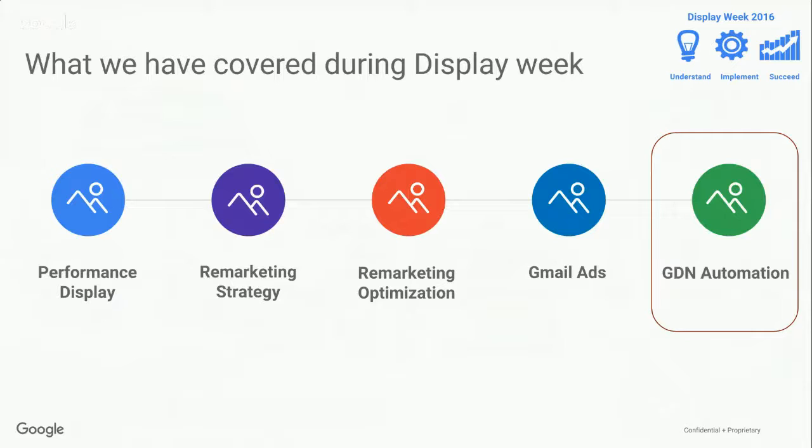Some people might call it programmatic advertising, which basically means showing the right ads to the right person at the right time and doing all that automatically. We'll show you today how to do that in AdWords.